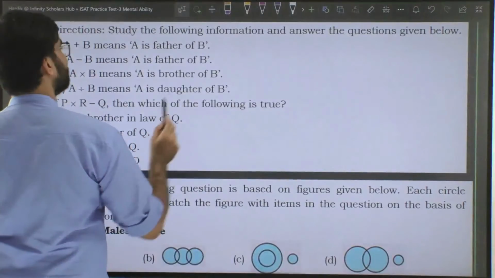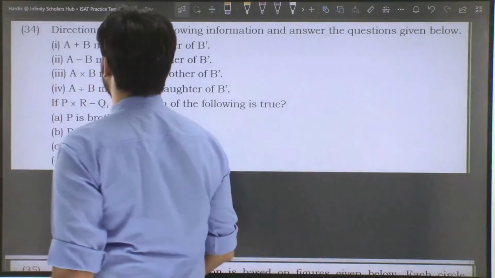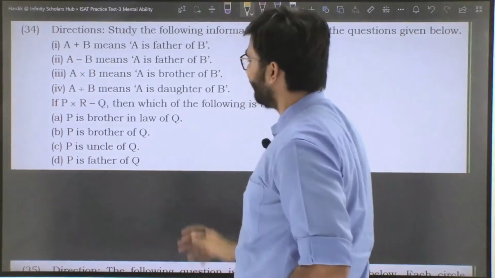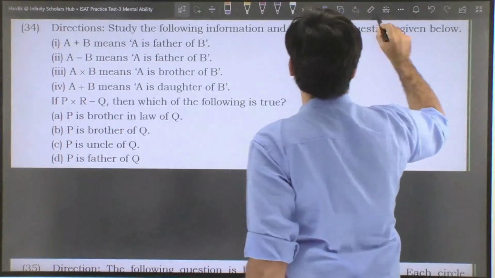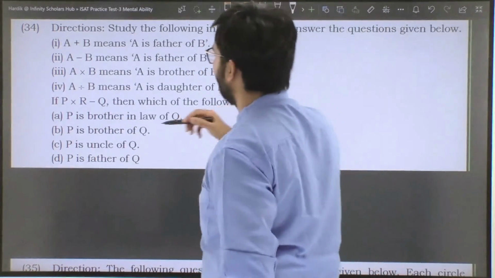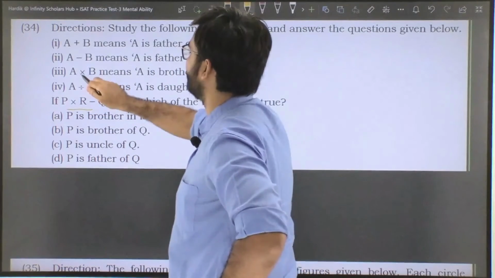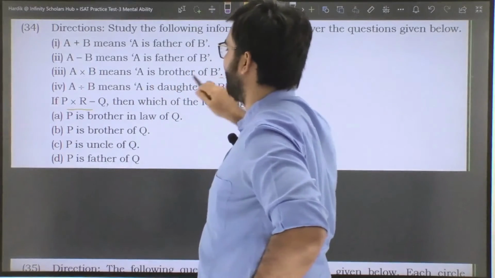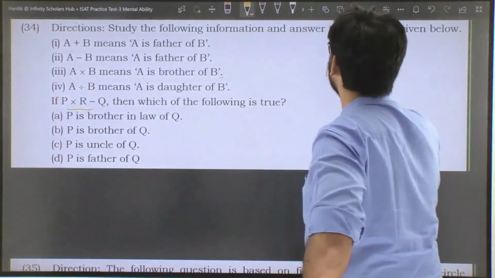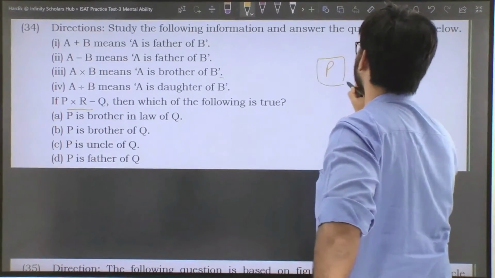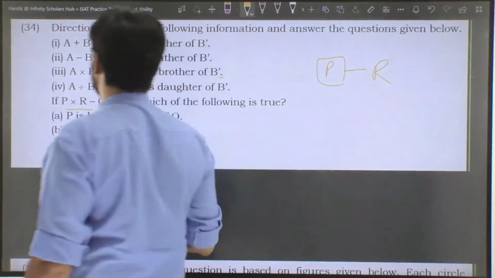Going on to this question, now see. Okay, let's understand this question. See, in this type of question, what you should do is directly jump on to the given question. See, what is given? P multiplied by R. Multiply means what? A is the brother of B, right? So P into R will be P is the brother of R. So P is what? Brother of R. But don't mark anything to the gender of R, because still we do not know.